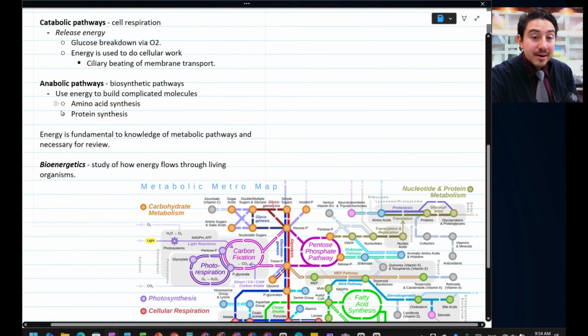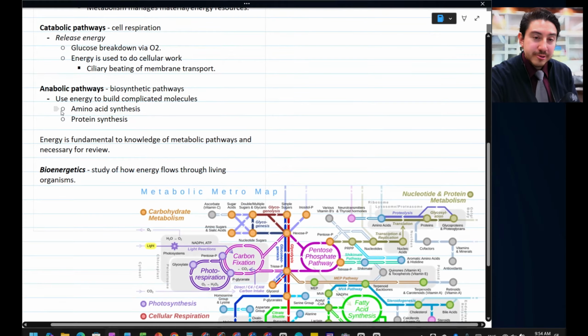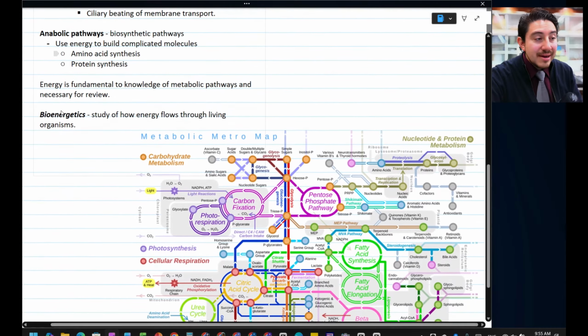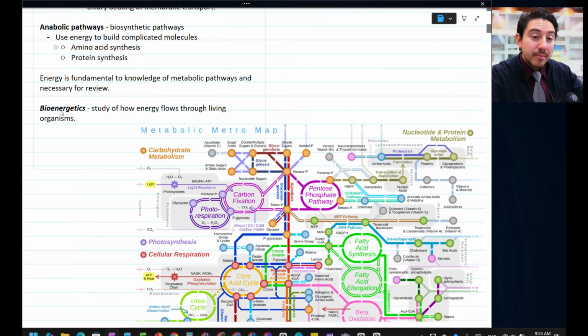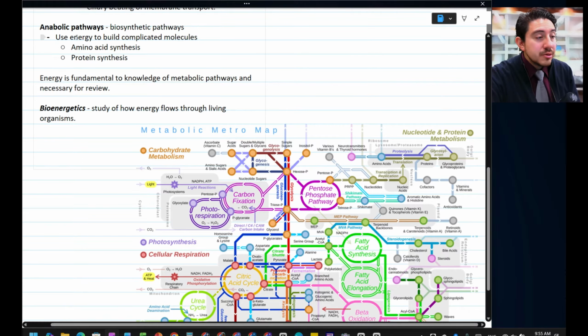So catabolic pathways are breaking down complex molecules into smaller ones. Then you have anabolic pathways. They're also referred to as biosynthetic pathways. It's also called anabolism. Okay? And you use energy to build more complex molecules. Some examples of these are amino acid synthesis, protein synthesis, glucose production, basically photosynthesis.